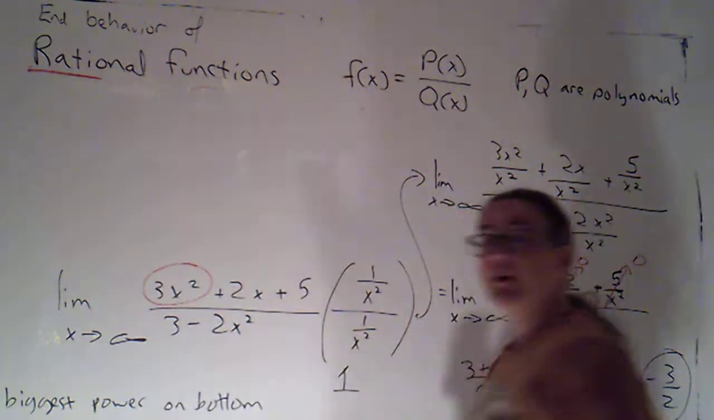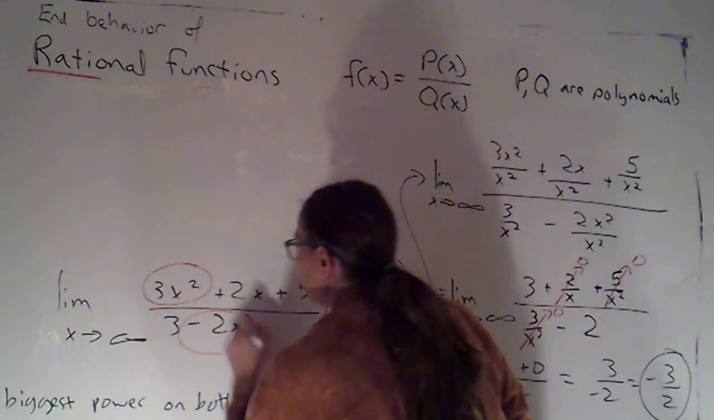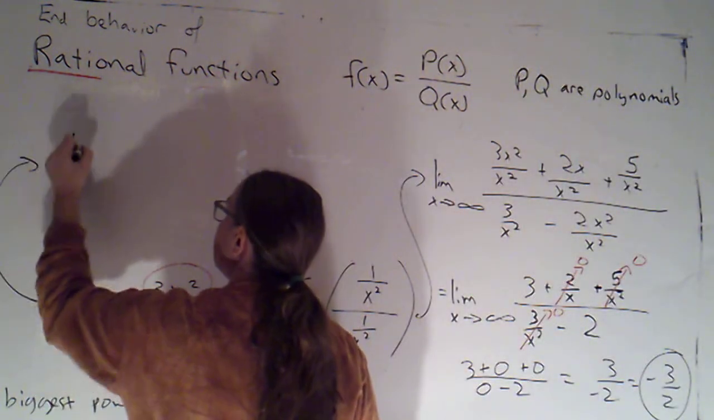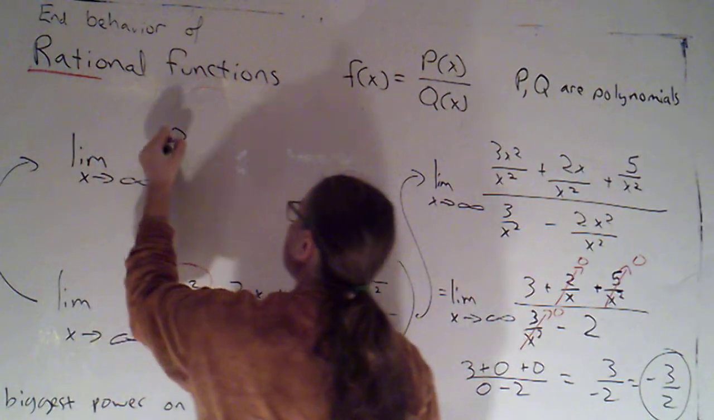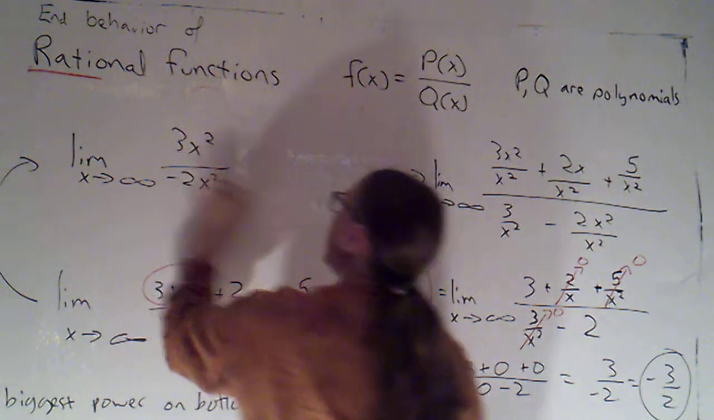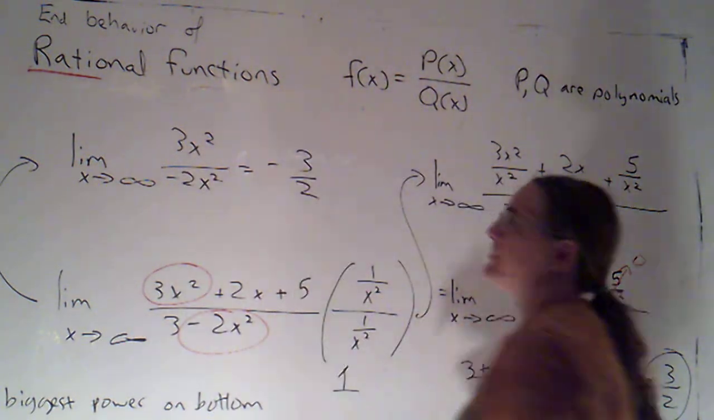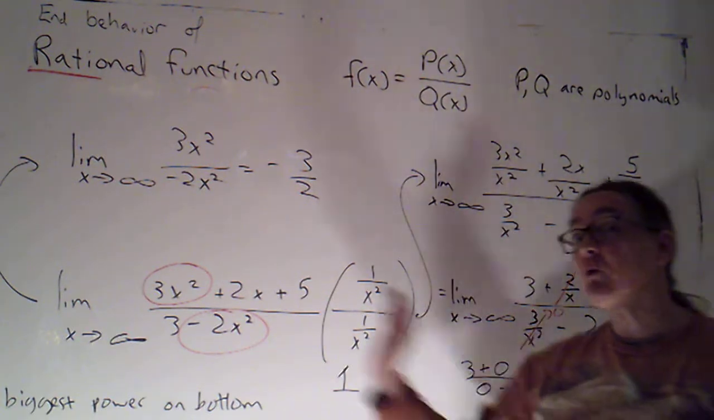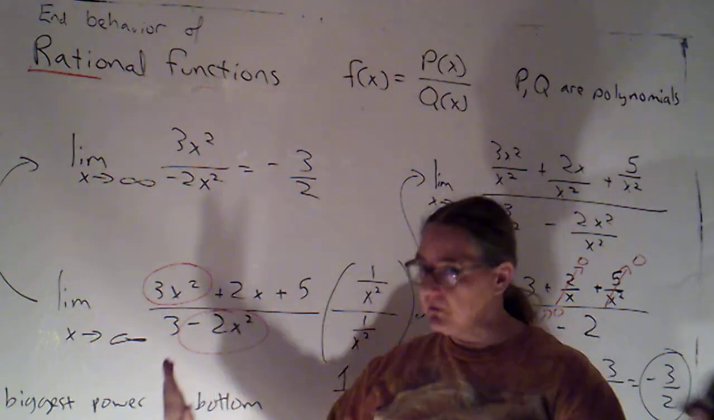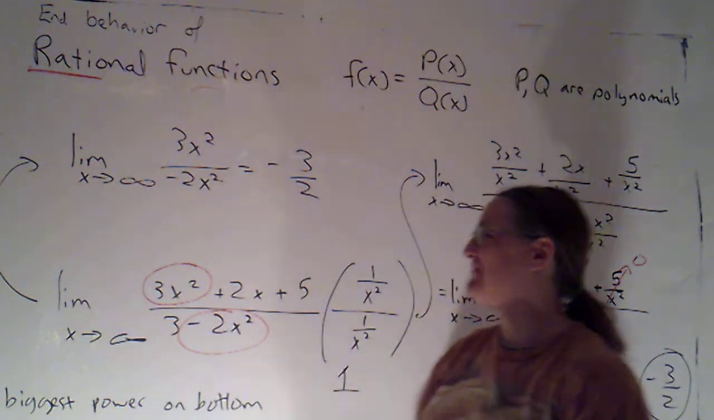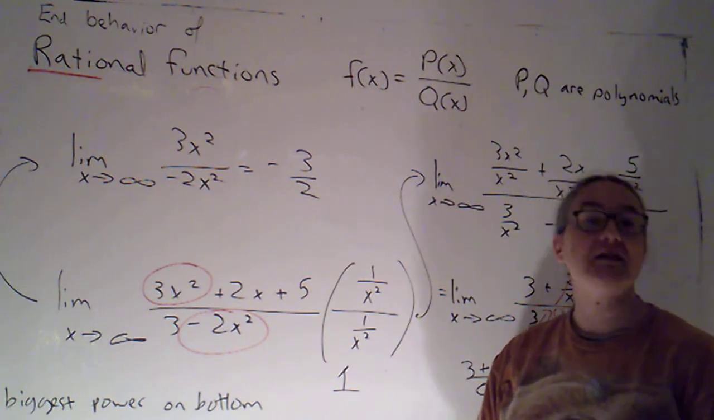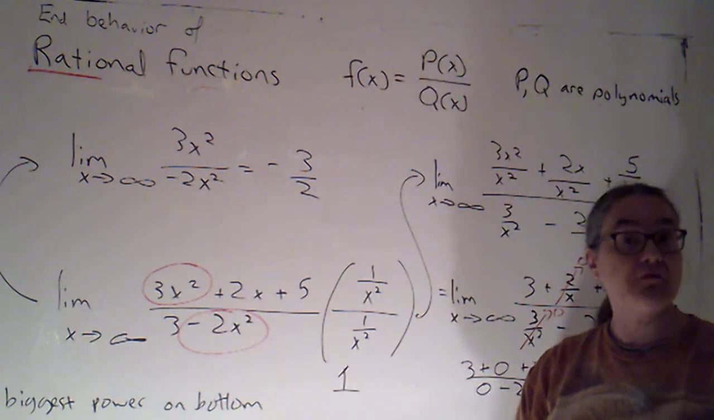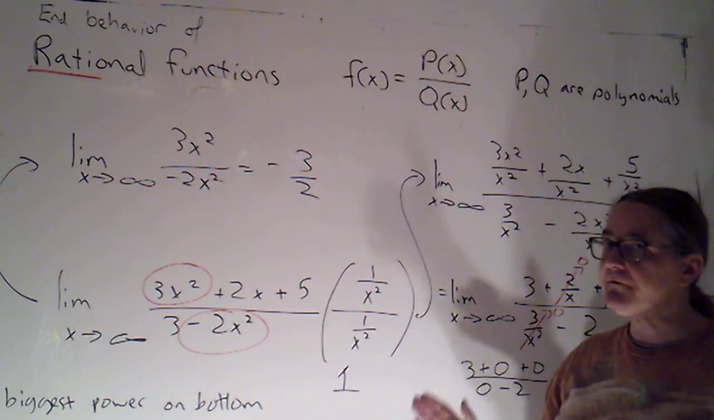The top is a polynomial dominated by 3x squared. The bottom is a polynomial dominated by negative 2x squared. This limit is the same as the limit as x goes to infinity of 3x squared over negative 2x squared, which is negative 3 halves. That was fast. Okay. So, if we are going to infinity or negative infinity, and only if we are going to infinity or negative infinity, polynomials are dominated by their lead terms, rational functions are dominated by the fraction of their lead terms. That's a really useful thing to have.